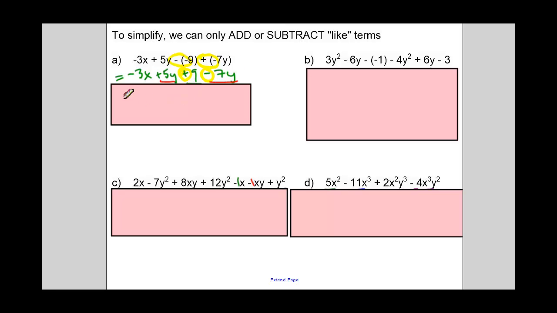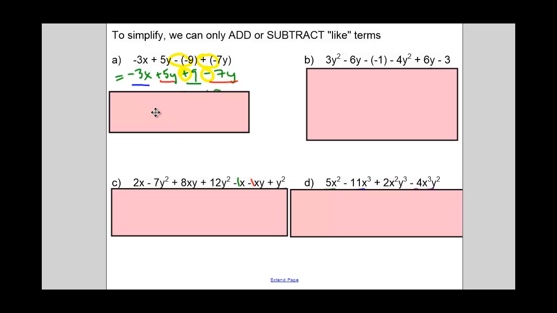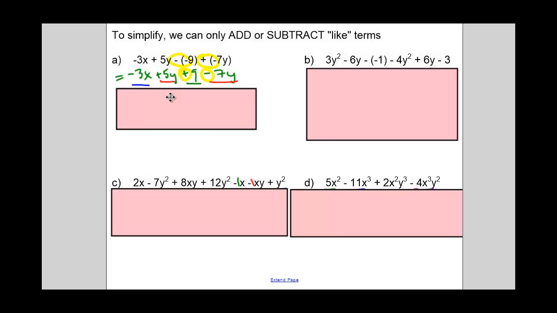Then, with my next step, I notice that I've got one term that has 3x to it, and you can see I underlined it in blue. I've got to ask myself, do I have any other terms that are like the 3x? As I look through the line, I've got 5y, I've got 9, I've got minus 7y. I don't have any other x terms, so I just write that exact same term down. I move on to the next term, it's plus 5y, and I search the equation for another y term, and you can see it's color-coded. I underlined it in red. And I'm going to collect both of those.